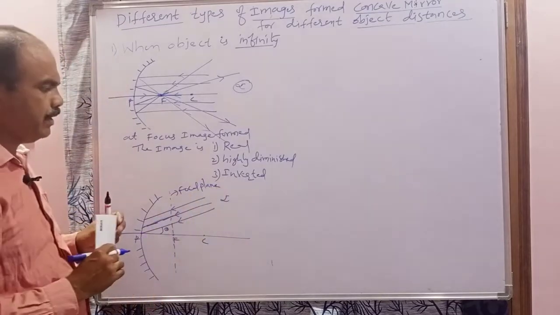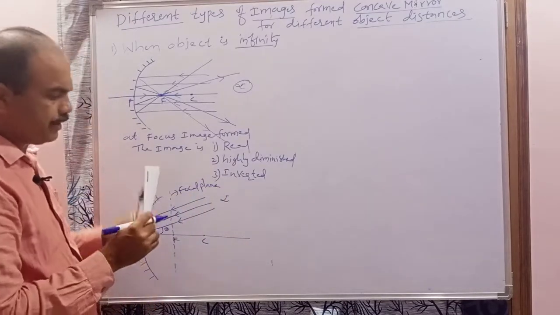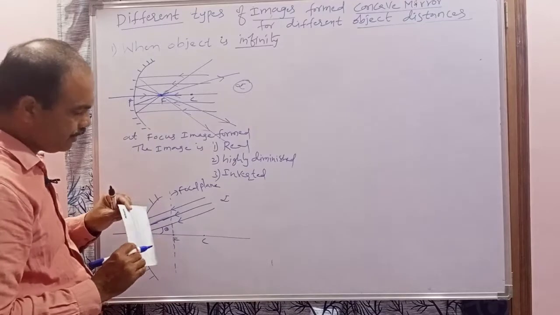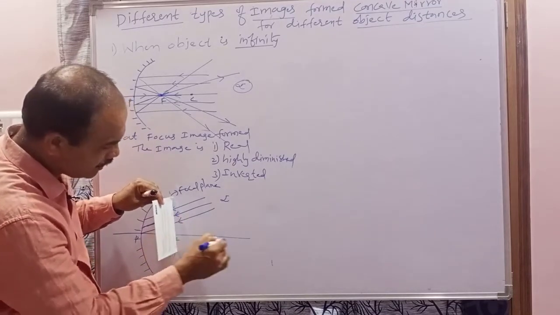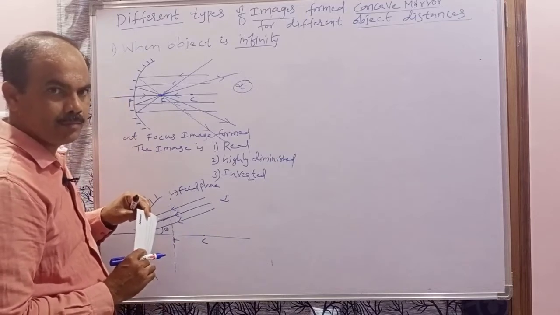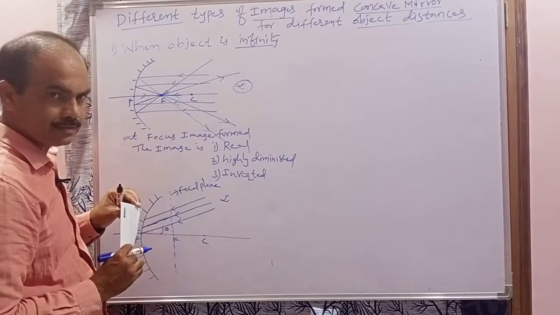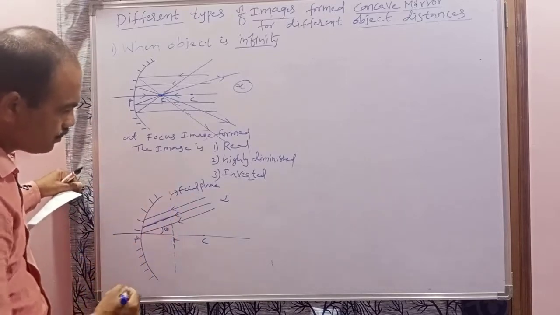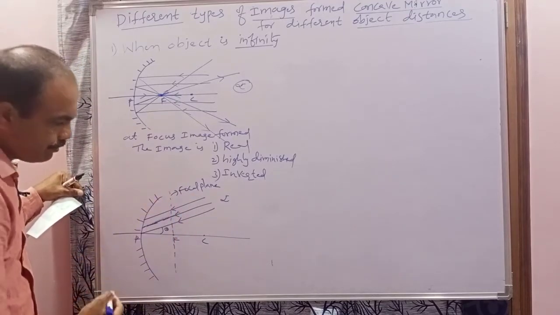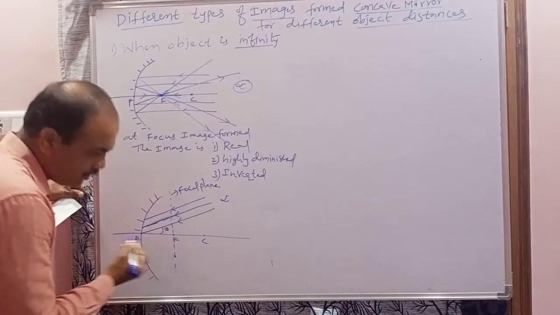So what is a focal plane? This is a vertical plane passing through focus as well as perpendicular to principal axis. This type of plane is called focal plane. After reflection, all reflected rays meet at a point in the focal plane.